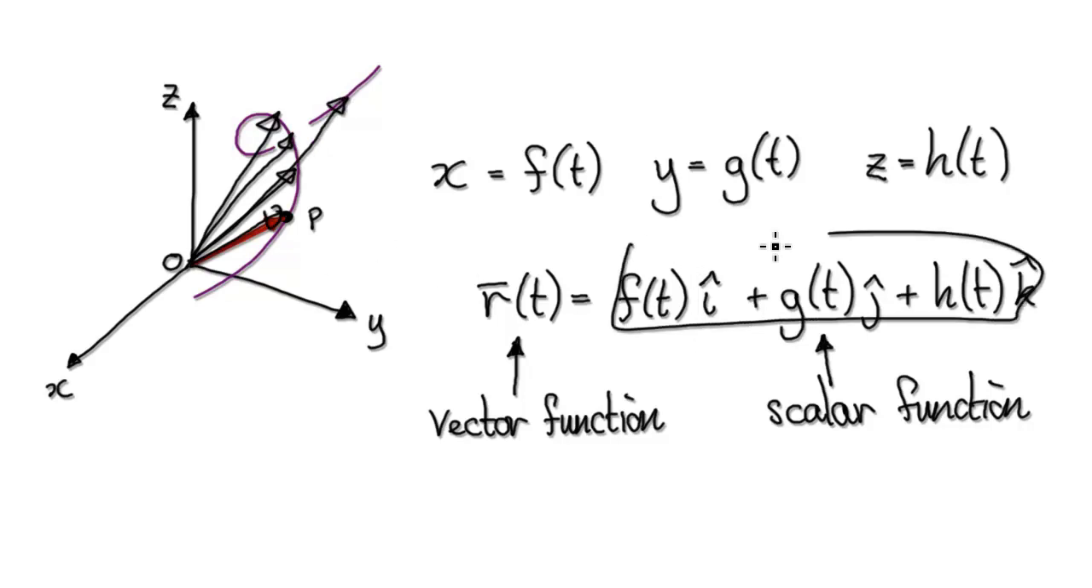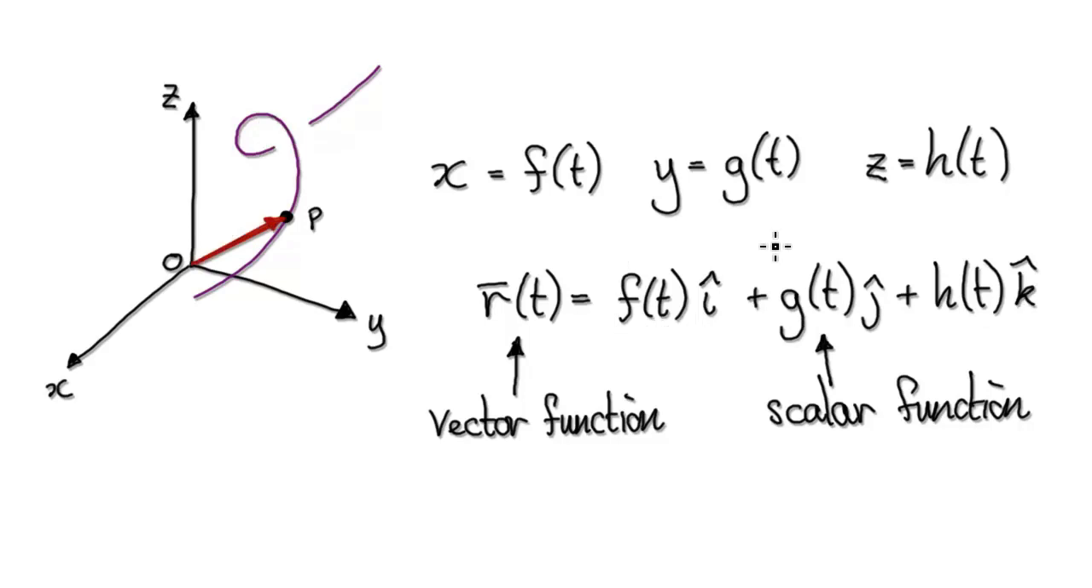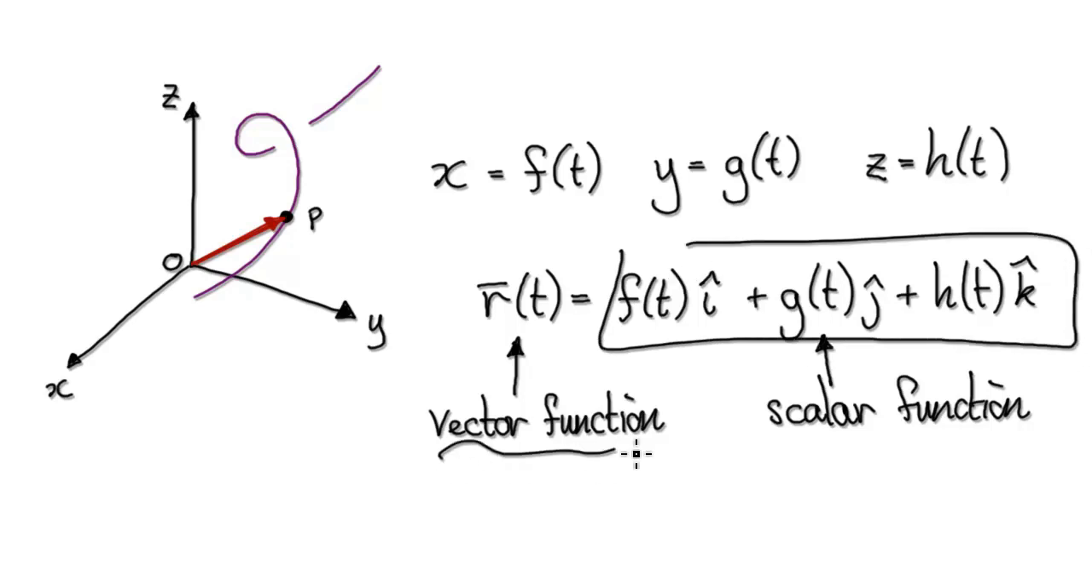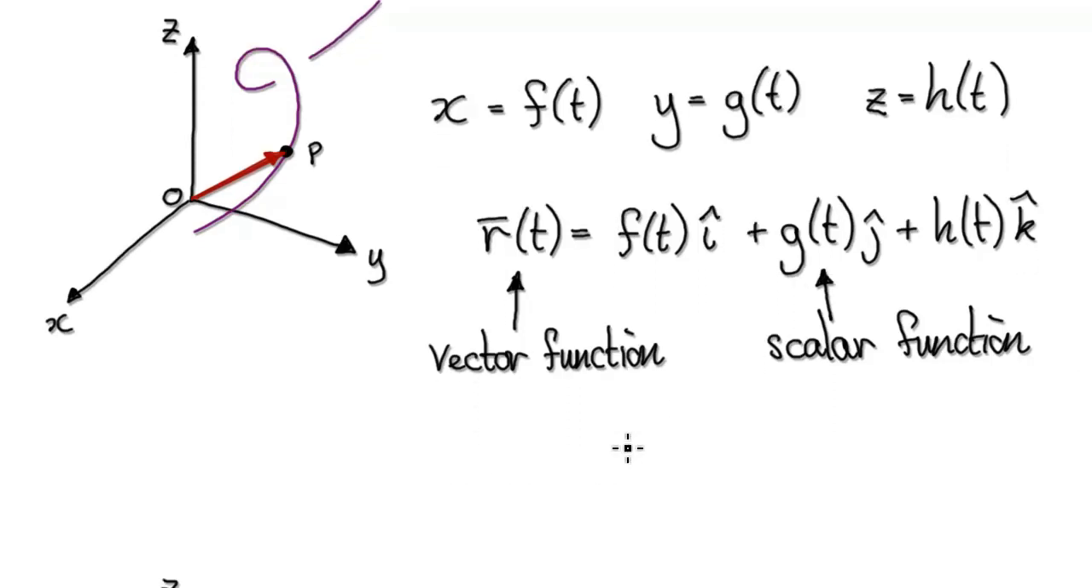For example, oh, by the way, this is your scalar function. This is a scalar function. This is a scalar function. This is a scalar function. The whole thing here is your vector function.